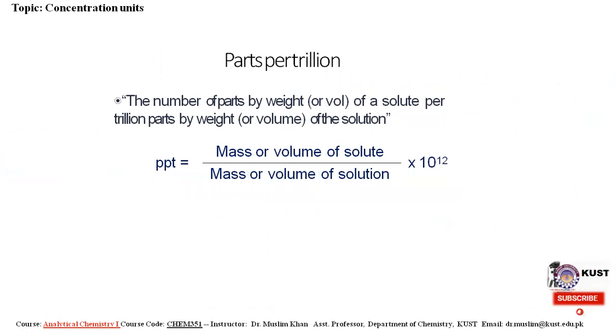The next one is parts per trillion. The number of parts by weight or volume of a solute per trillion parts by weight or volume of the solution. So for ppm it is 10 raised to power 6, ppb 10 raised to power 9, and ppt, parts per trillion, 10 raised to the power 12. So ppt is equal to mass or volume of solute divided by mass or volume of the solution multiplied by 10 raised to power 12.